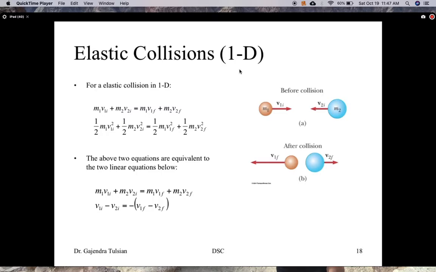This is just the same as the first equation. And the second equation, this quadratic equation, got replaced by this equation. What this equation is telling you is V1 initial minus V2 initial, that is the relative velocity of the two objects. Let's say this is coming in this direction at 10 meters per second, and this is going at 5 meters per second. Their relative velocity is 15 meters per second. If you were sitting on this object, the other will appear to you to be coming at 15 meters per second. And that's what that is.